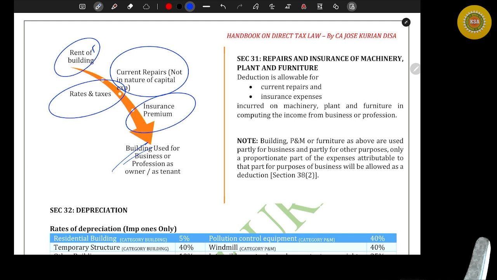So the second point is current repair. That's why I've written not in the nature of capital. It should be in the nature of revenue, day-to-day expenses. I can definitely claim it as a deduction under section 30.